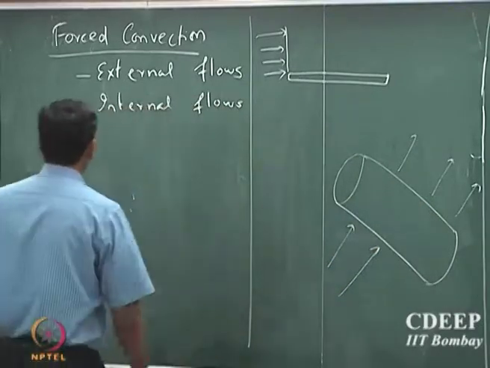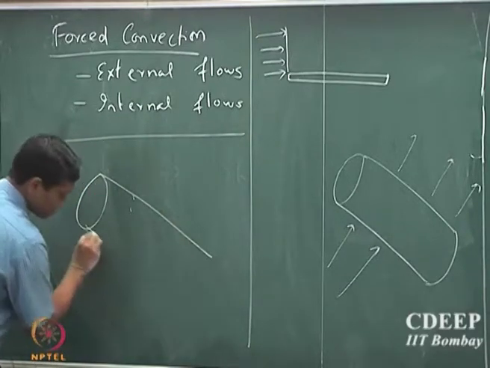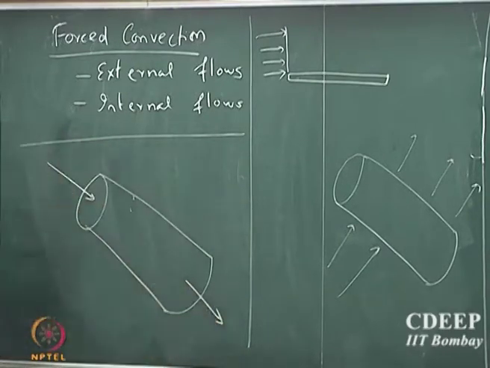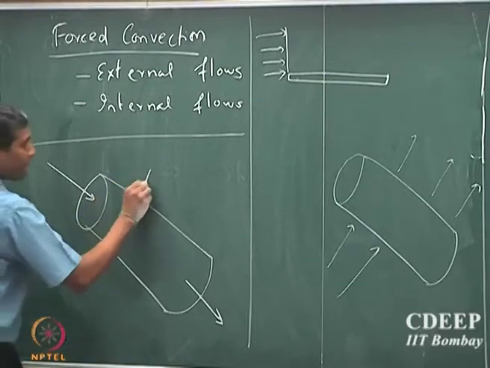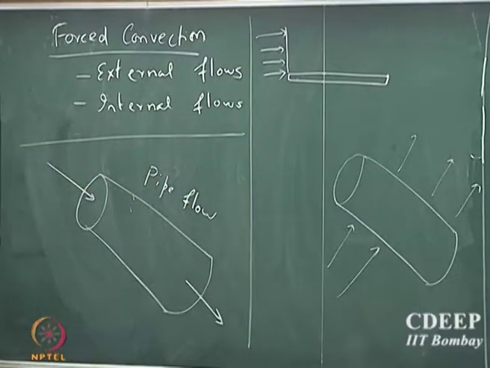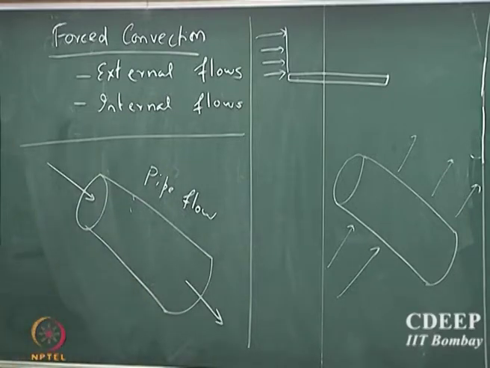Now you could have internal flows, where you have a cylinder with fluid flowing through a tube, called a pipe flow. So you can have a pipe flow where the fluid is flowing inside the tube, and you can have various conditions. You can have laminar conditions, you can have turbulent conditions, etc. So we are going to see these three geometries and a few other simple cases in these external and internal flows.